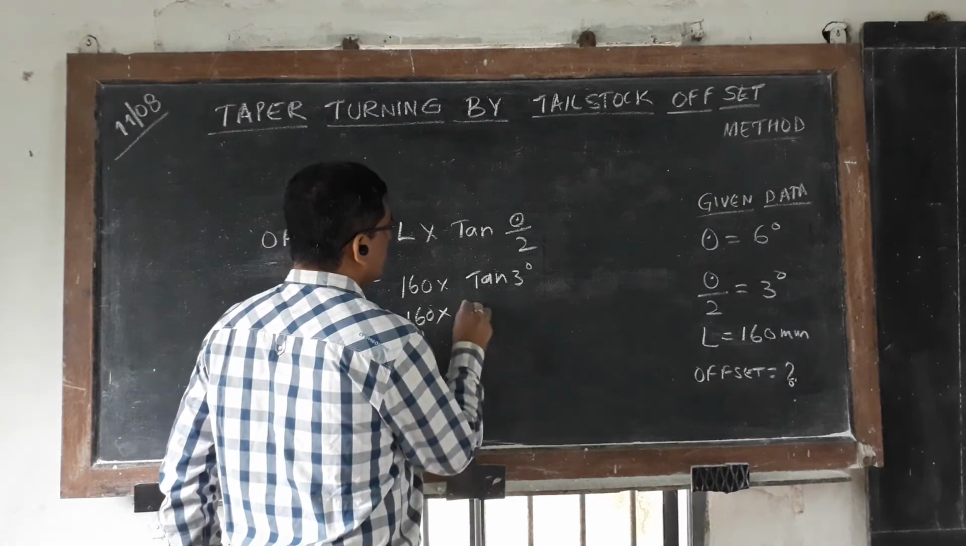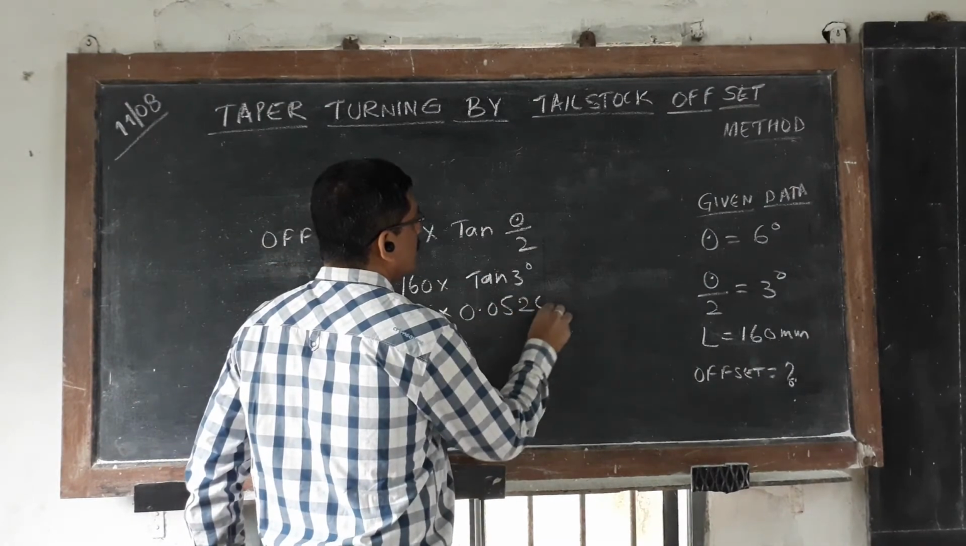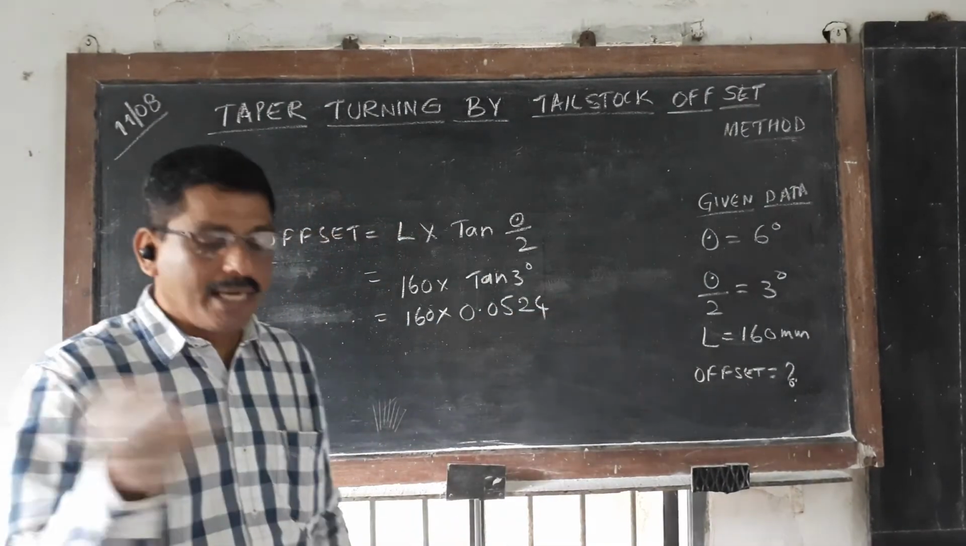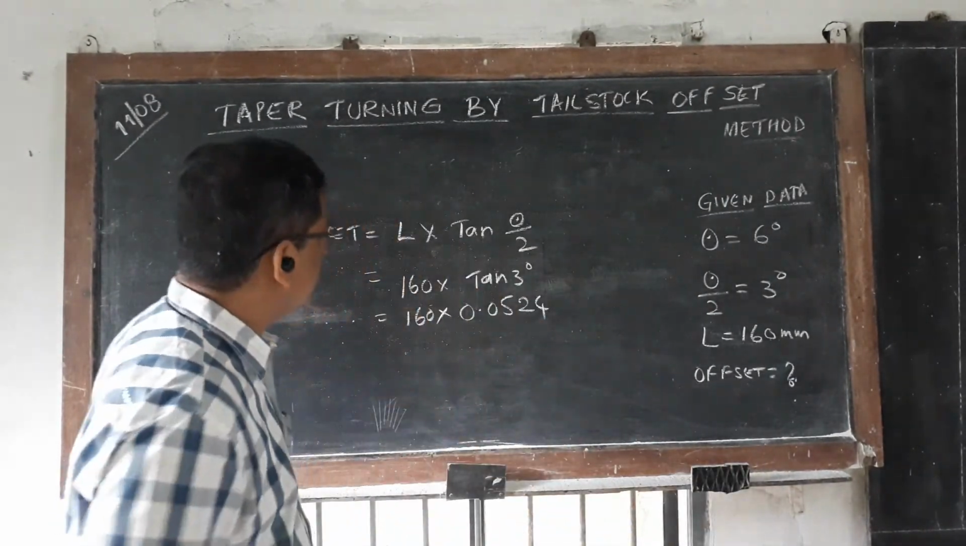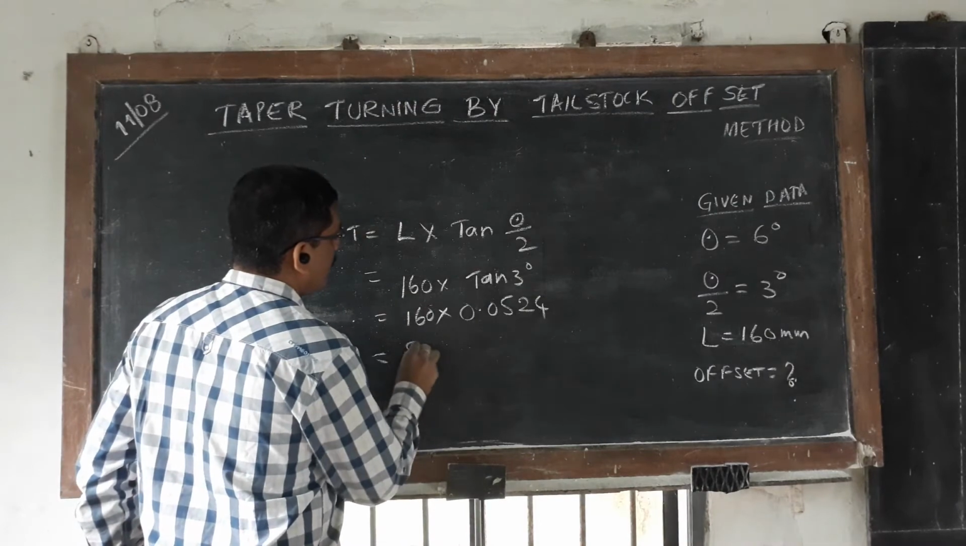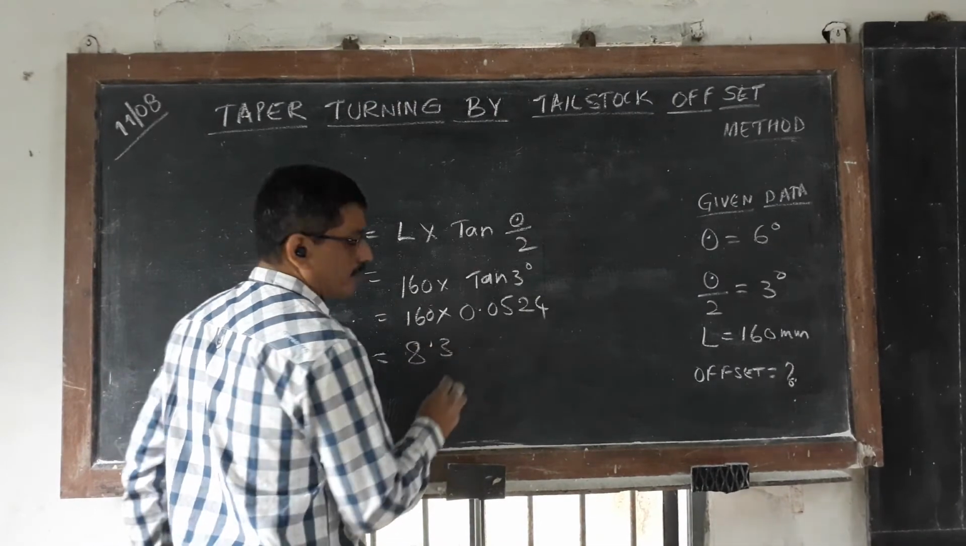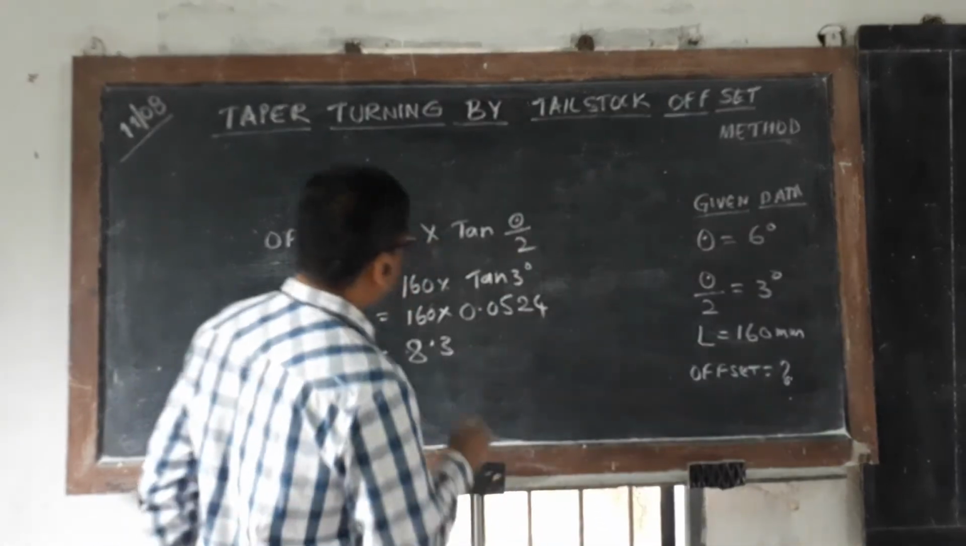You see from the calculator. Then the offset you have to do becomes 8.38 mm. 8.38 mm.